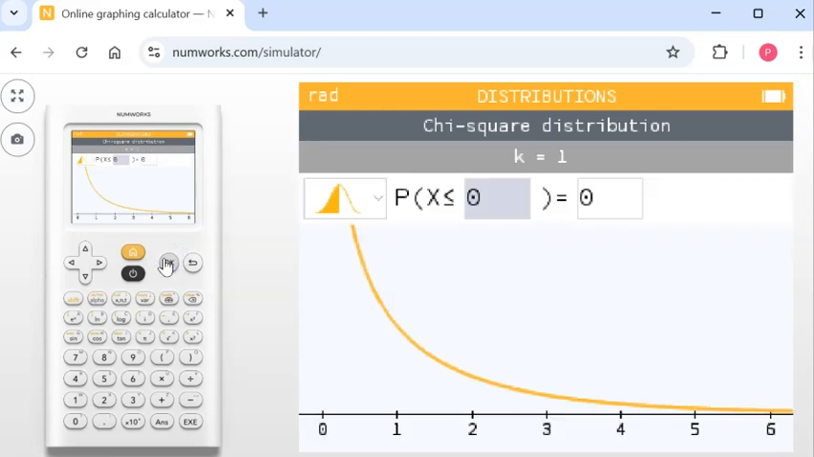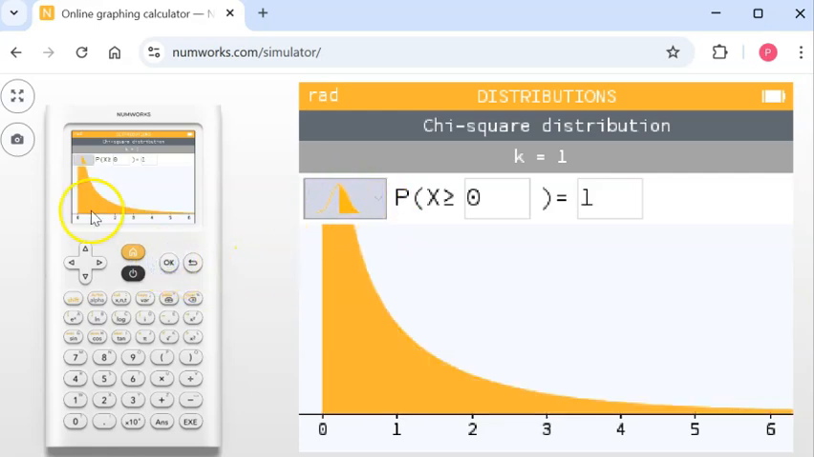Then hit next. Now remember, we don't want the left side shaded. We don't want a middle shade. We want the right tail shaded. So we want this one down here. Hit OK. Whoops, I didn't change it. Let's go down this one. Here we go. And then hit OK. All right, so right tail shaded.